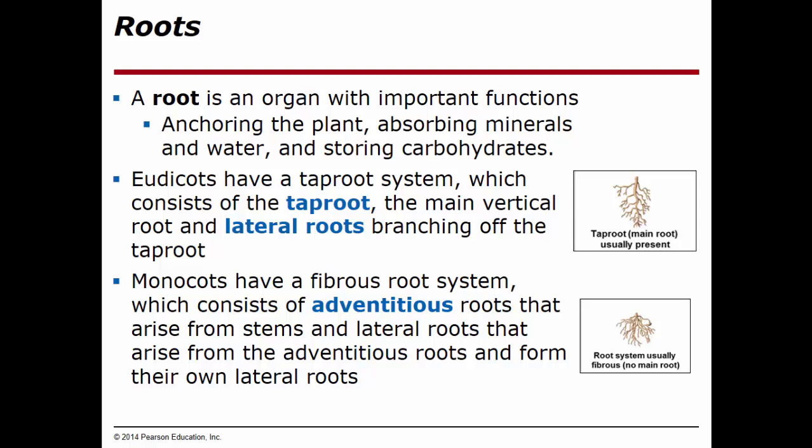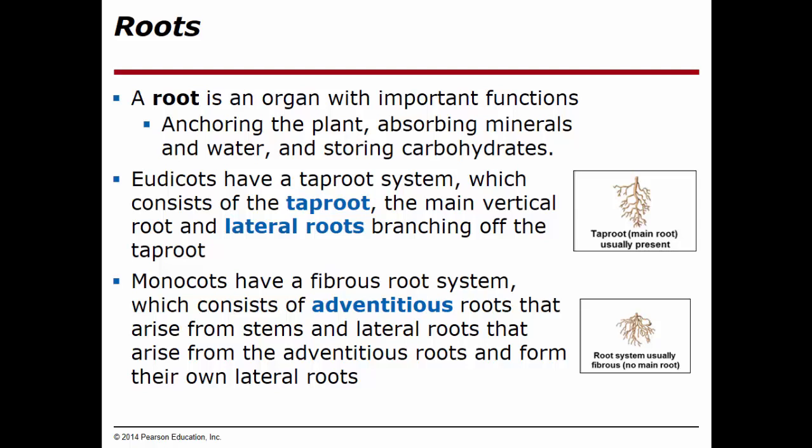There are two primary types of roots. Most eudicots have what we call a taproot system. It has a main central root called a taproot that's a lot thicker and found in the center of the root system. Then it has lateral roots which branch off from the taproot.